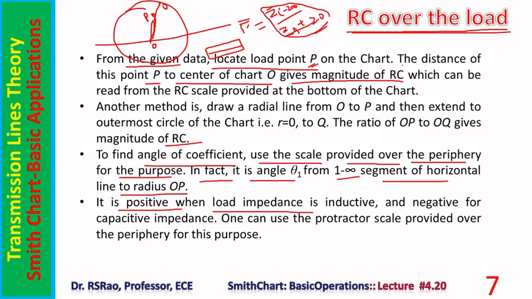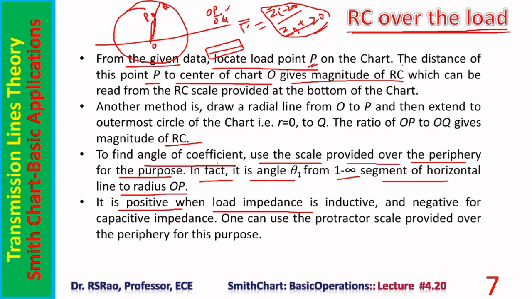Let us say it is Q. This radial vector, if we extend, let us say it meets the end of the chart at Q. Now, using a scale, you can measure OP, you can measure OQ. OP by OQ, this ratio gives magnitude of reflection coefficient. Either way, either one you can use.